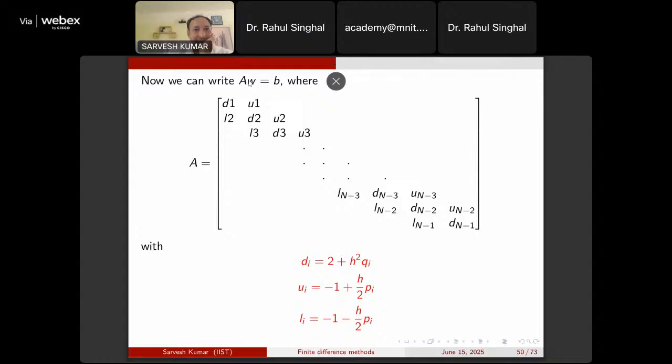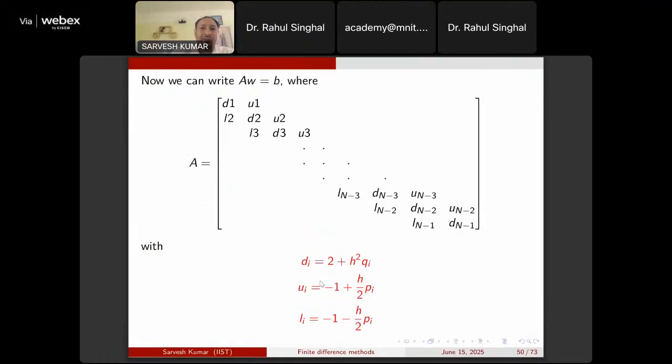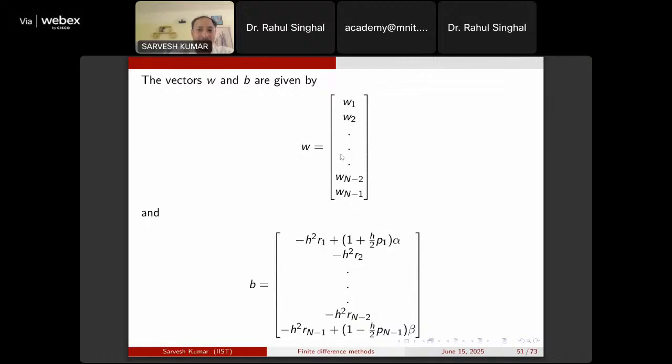This is my Ax equal to b, where x is w. Look at this, I have a tri-diagonal structure here. The diagonal entries are given by the Di's, the upper entries are the Ui's and the lower entries are the Li's. That is straightforward. If you put i from 1, you get this Ax equal to b, where this is your w and this is my b, the right hand side. That is the only thing we need to solve.